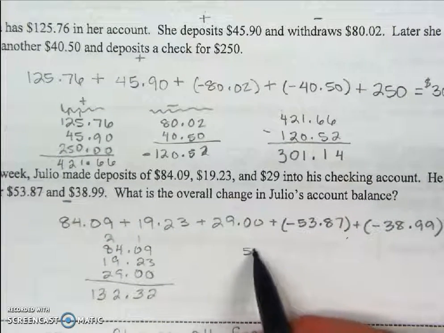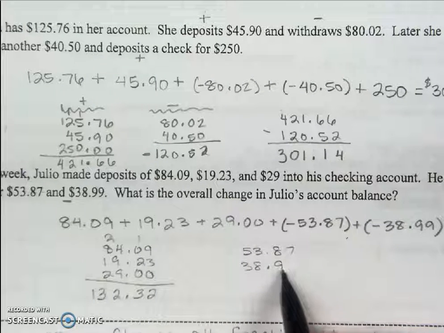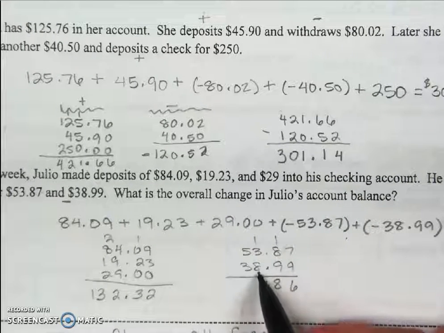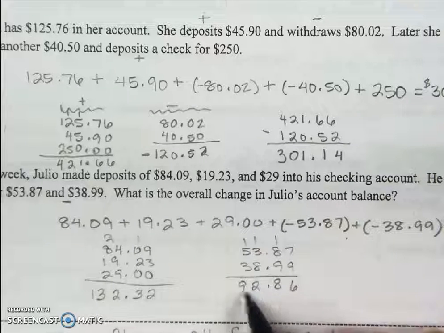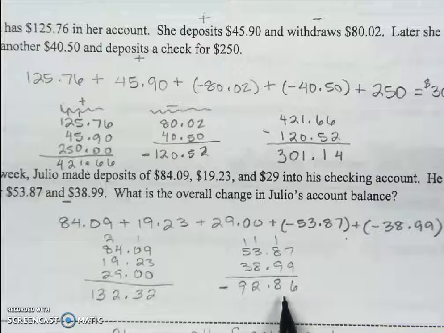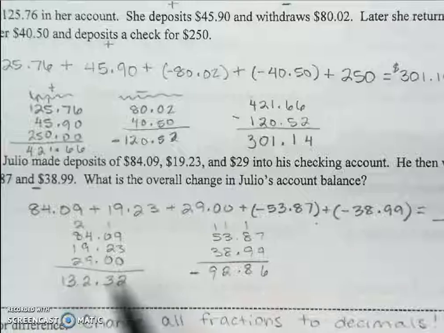Let's look at his checks, his withdrawals. So we have 53.87, 38.99. Let's see those. So that's 16. That's 18. Bring down the decimal. Let's see. That would be 4 and 8 is 12. 6 and 3 is 9. And so altogether, he took out $92.86. So did he put in more or take out more? Well, he put in more. So what would be the overall change to his account balance? Well, let's see.